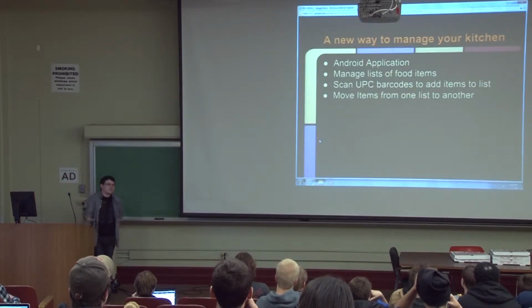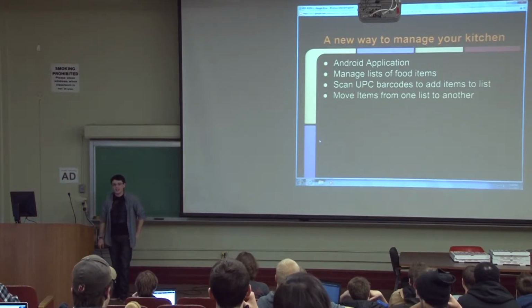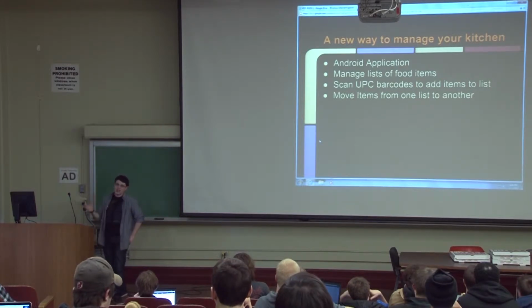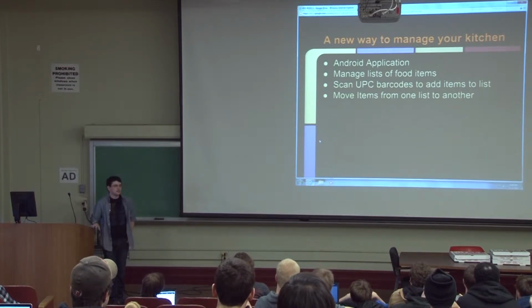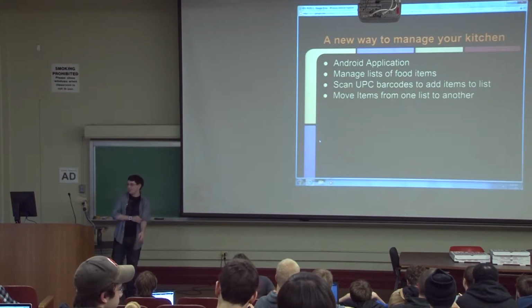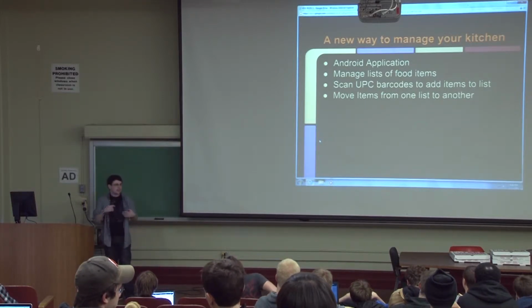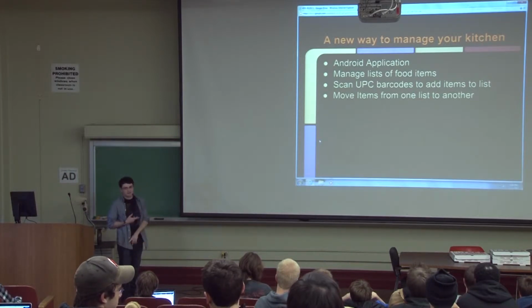So what our project is, it's a new way of managing your kitchen. What it is right now is an Android application that manages lists of food items. Right now we have a grocery list and an inventory list, one for stuff you want and one for stuff you have. And what it can do is you can add items to it, you can say what they are, how much you want of it, how much you have of it.